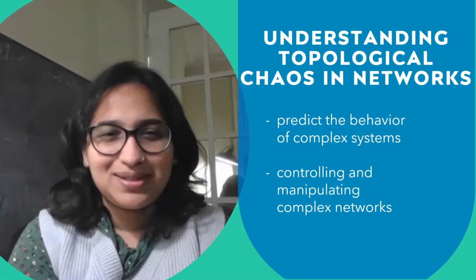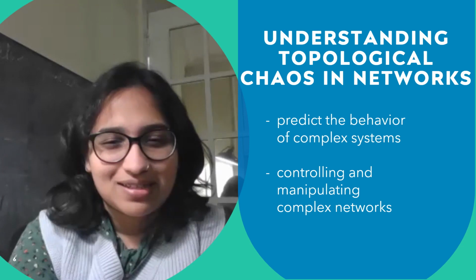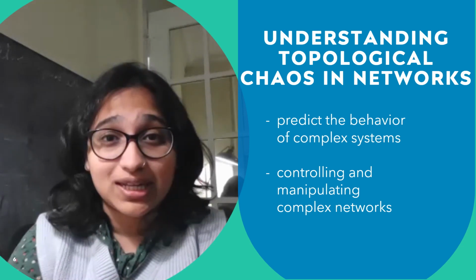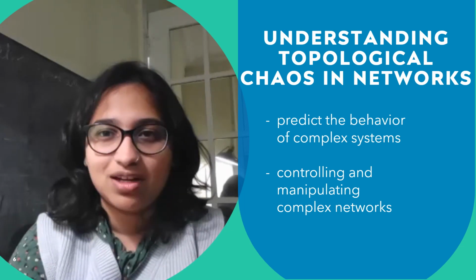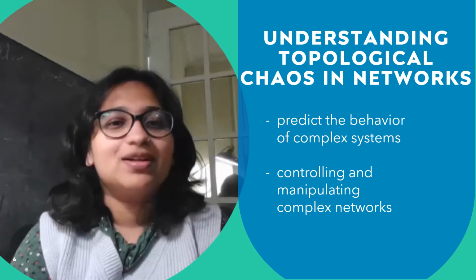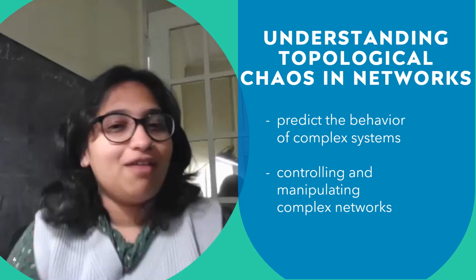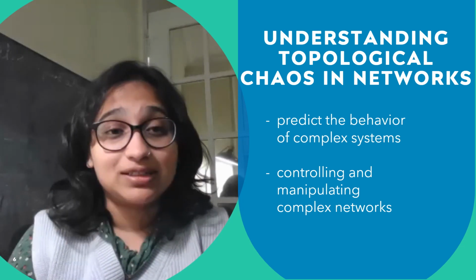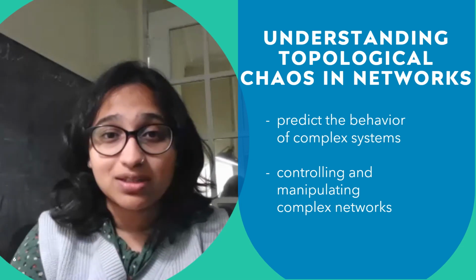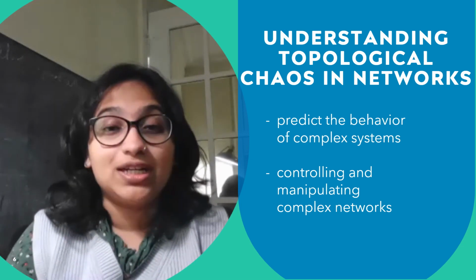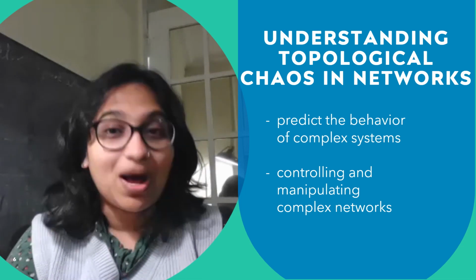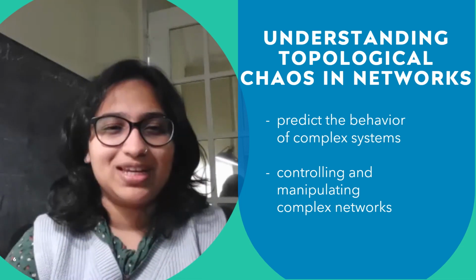Why is it important to understand topological chaos? Understanding topological chaos in networks especially is important for a number of reasons. Firstly, it can help us better understand and predict the behavior of any complex system, such as social networks, ecological networks, and neural networks. We can design more efficient networks by understanding how small changes in the network's topology can affect its behavior.